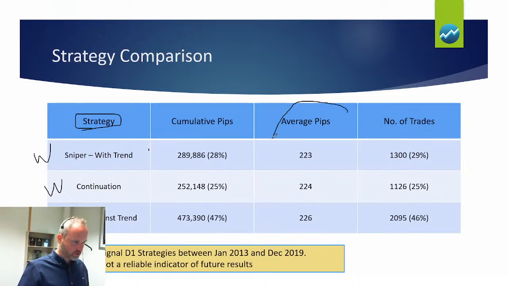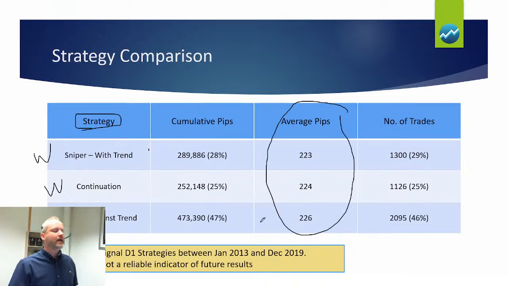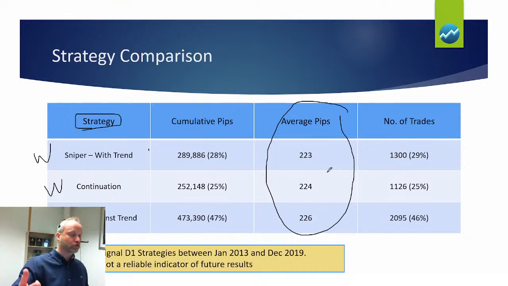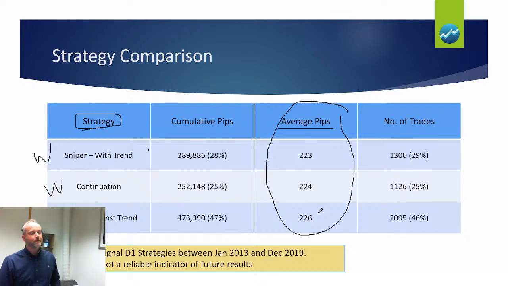What I've got in this column here, which is probably the most important column, is the average pip movement for each of those trades. So if you add up all of the moves from those trades and divide it by the number of trades, that gives you the average pip movement per trade. What's quite interesting is that there's actually no real difference between the result, whether a trade is with the trend or against the trend. The difference is more subtle though.